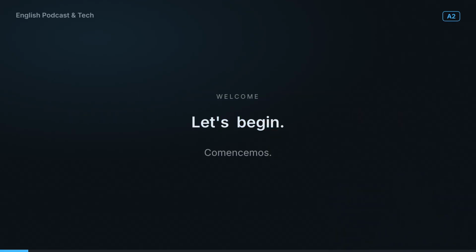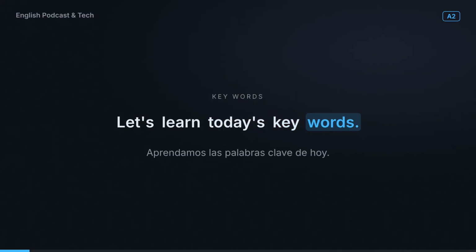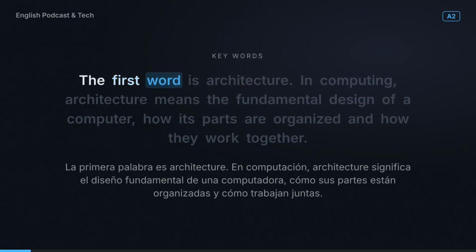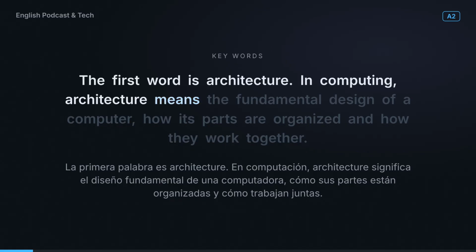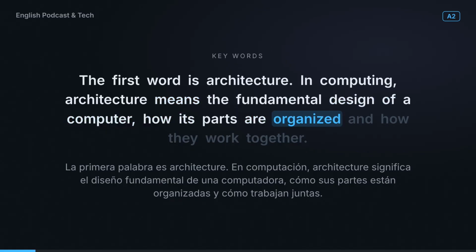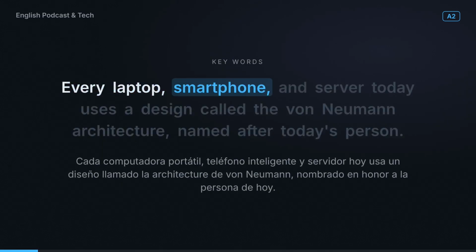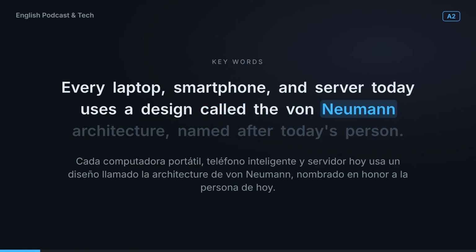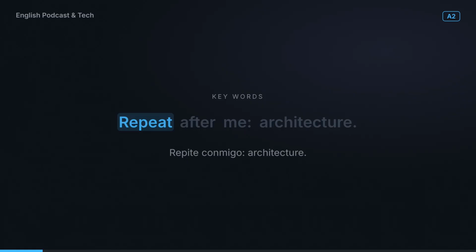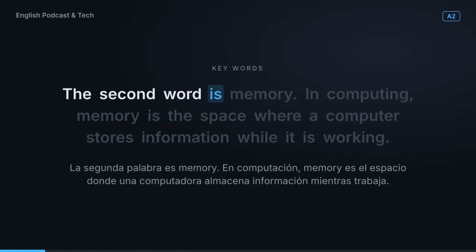Let's begin. Let's learn today's key words. The first word is architecture. In computing, architecture means the fundamental design of a computer, how its parts are organized, and how they work together. Every laptop, smartphone, and server today uses a design called the von Neumann architecture, named after today's person. Repeat after me, architecture.